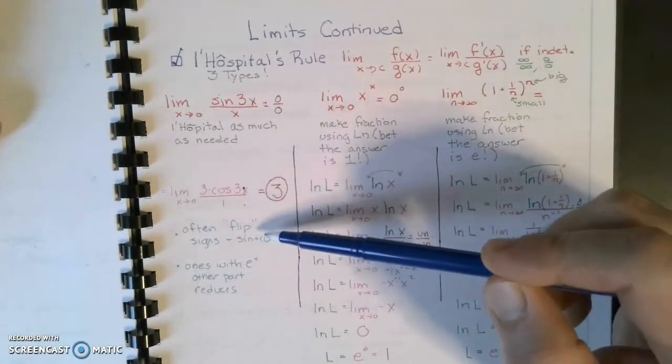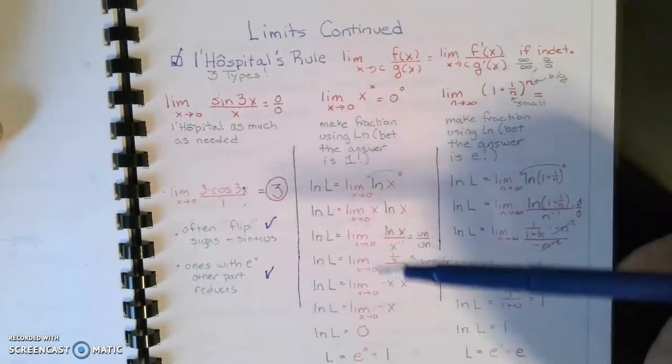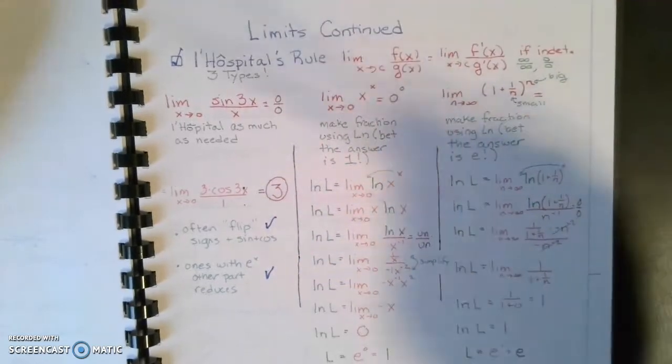They often flip between sines and cosines. And ones with e to the x have other parts that reduce, and some that don't reduce. Let me show you what I mean by some of those. I'm going to go to this other side of the page, and look at some of the problems we just did the last time. If we didn't know how to do them, we could just use L'Hopital's rule. I'm going to flip back for a second.